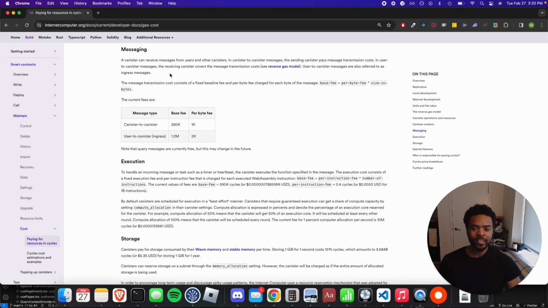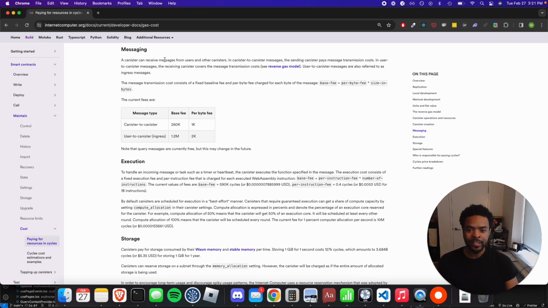Next, we have messaging. So a canister can receive messages from users and other canisters. You can think of this as APIs calling each other, right? In terms of canister to canister, you have these two smart contracts that know the language to communicate with the other smart contract. They send messages to one another.